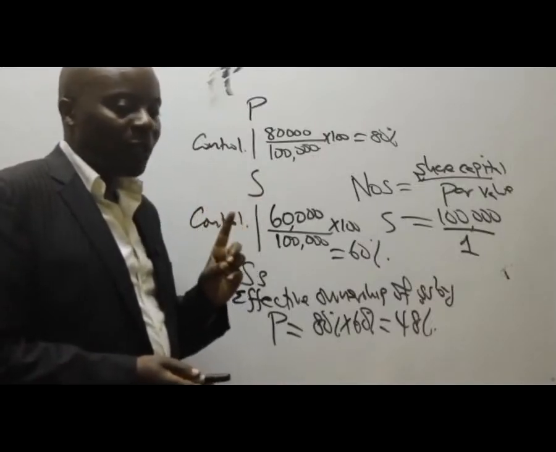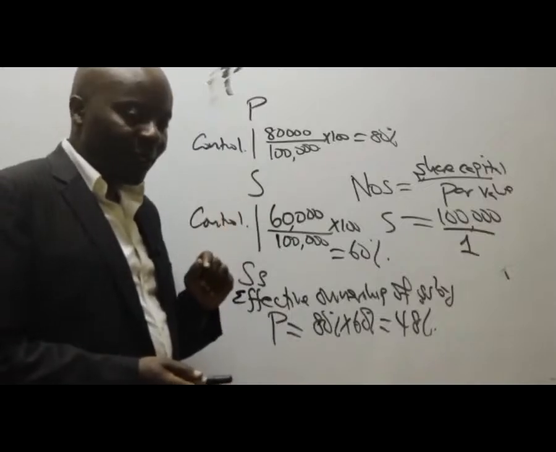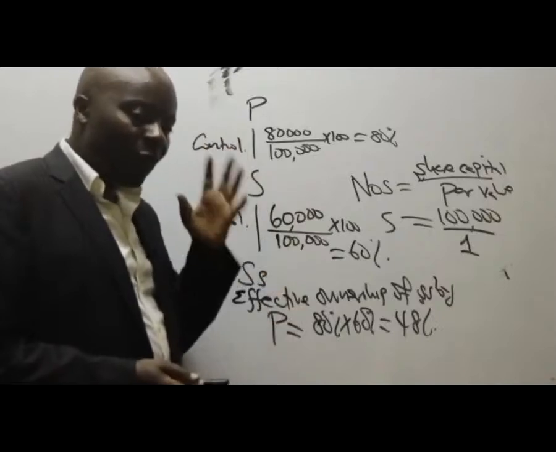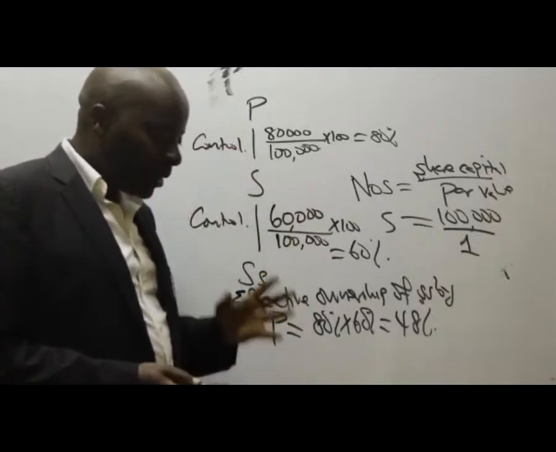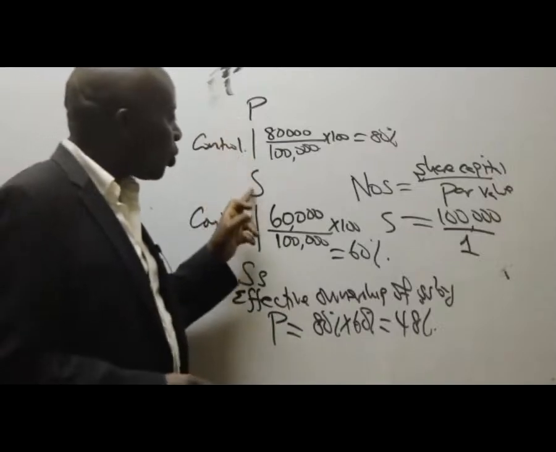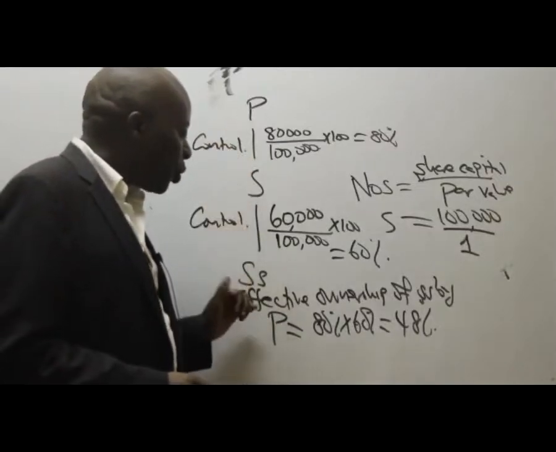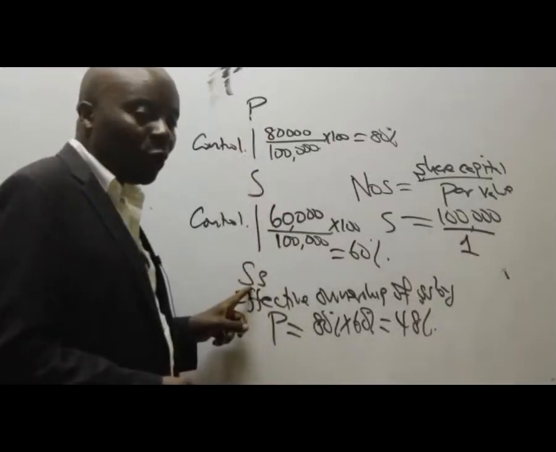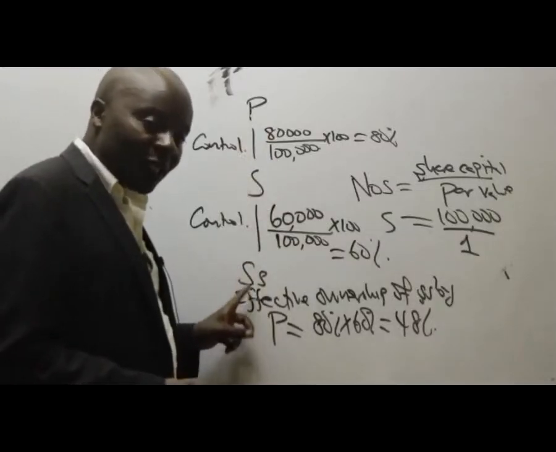It's not all about numbers, right? It is substance over form. What is down there substantially? That if you are able to control S, and S is controlling SS, then we as the parent are controlling who? We are controlling SS.